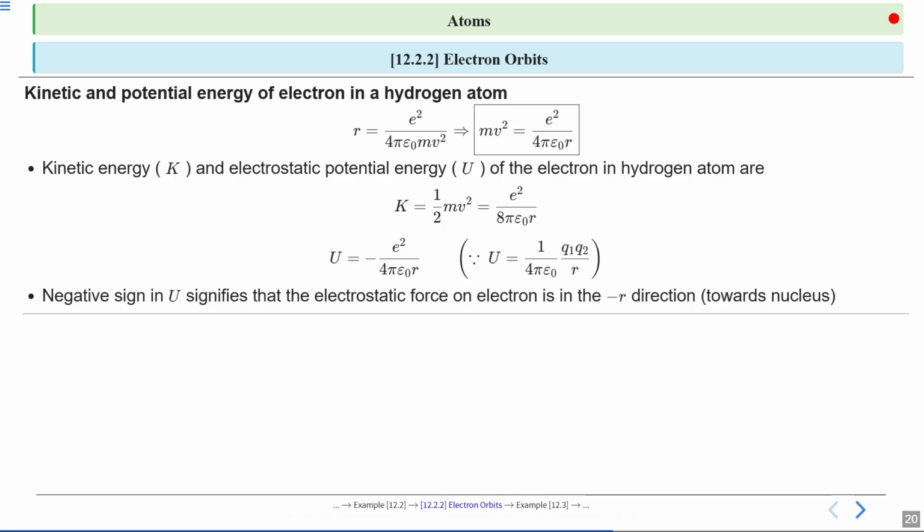Okay, so electrostatic force is towards the nucleus. So negative sign also indicates that electron is bound to the nucleus. It is not free. Okay, so we have to pull it away. We have to give the energy. We have to provide energy to remove it from the orbit.